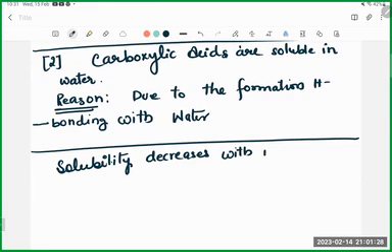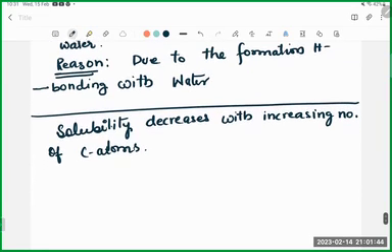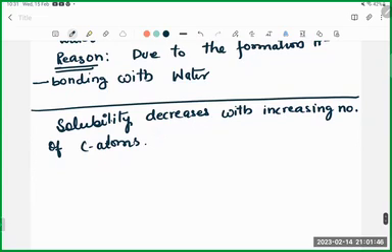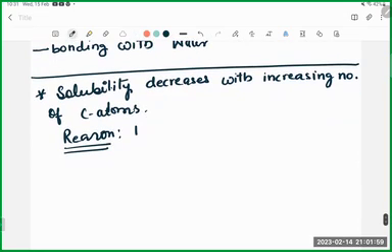This decreases with increasing number of carbon atoms. So higher carboxylic acids are not soluble. They are insoluble. Okay, remember this. If they ask, you will give the reason, so write that also.